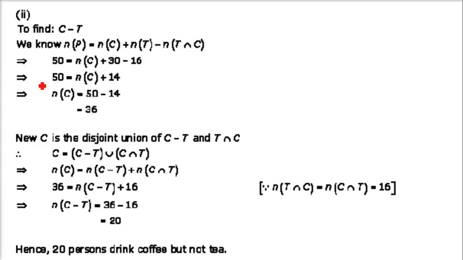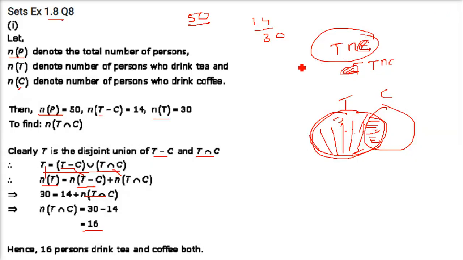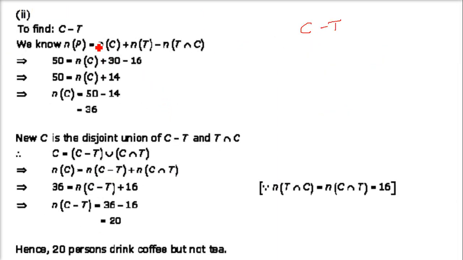Now the next part is asking how many drink coffee but not tea. How many coffee but not tea? This was the first thing asked, and C minus T is the second thing being asked. So again we write n(P) as n(C) plus n(T) minus n(T intersection C), because we need to find n(C) first. So n(C) will be equal to 50, this is 50 known to us, this is T, and T and coffee we just found out is 16. So the number of people who are interested in coffee is 36.